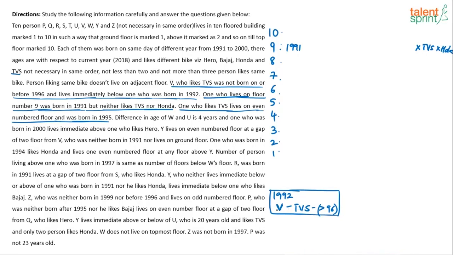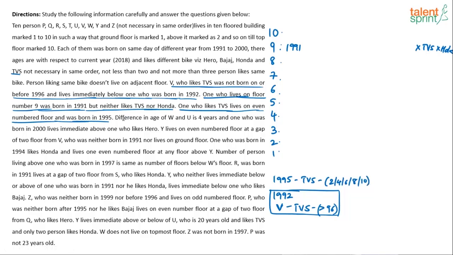And of course, anyway, you can see that V is greater than 96, so 1995 cannot come here. But even otherwise, let's assume for the sake of argument, 96 was not given, and we only knew that V likes TVS. And the statement now tells that TVS was born in 1995. You cannot say V was born in 1995 because there are multiple people liking TVS. So that has to be a different statement, right? TVS lives on an even numbered floor and was born in 1995. Let me write it. 1995 will go with TVS who lives on an even numbered floor. What are the even numbered floors possible? 2, 4, 6, 8 or 10.